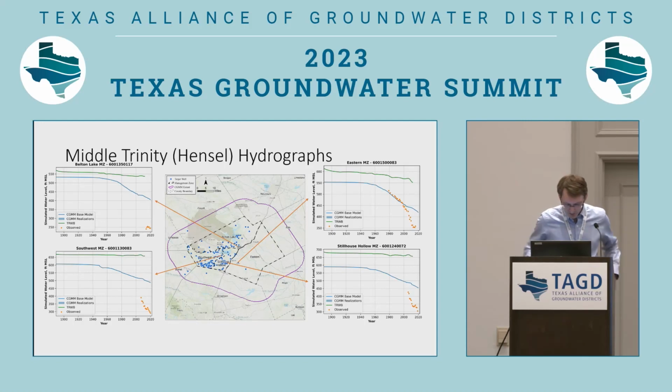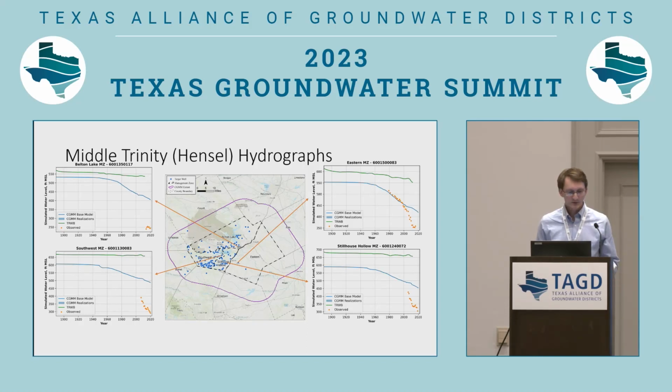So here are some hydrographs of each one of the management zones of the Clearwater district, the middle Trinity, or the Hensel. The figure shows the target wells that were used during the calibration. Those are the blue dots there. On each one of the figures, you see that green line, which is the results from the Trinity Woodbine, and the blue line, which is from the Clearwater model results. And the orange data points are from the target data that we used.